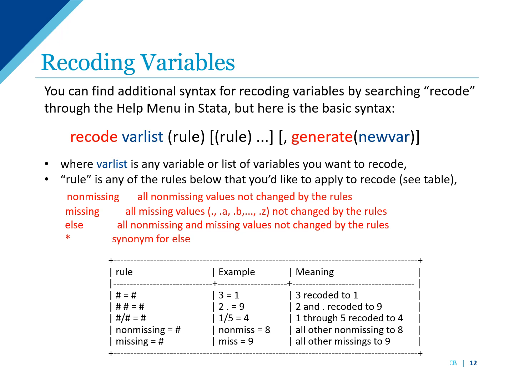You can find additional syntax for recoding variables by searching recode through the help menu in Stata. But here, the basic syntax consists of recode and then the variable or list of variables to recode, and then a set of rules for recoding, examples of which are shown in the table. You can add generate new variable to the end to tell Stata to recode your variable into a new variable rather than creating the new variable first, as we did in the previous slide.